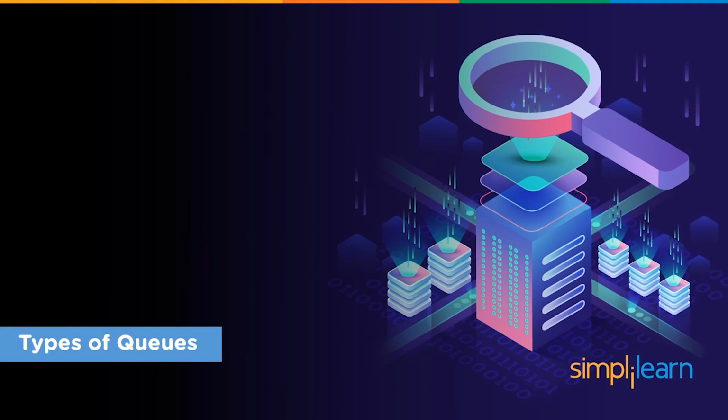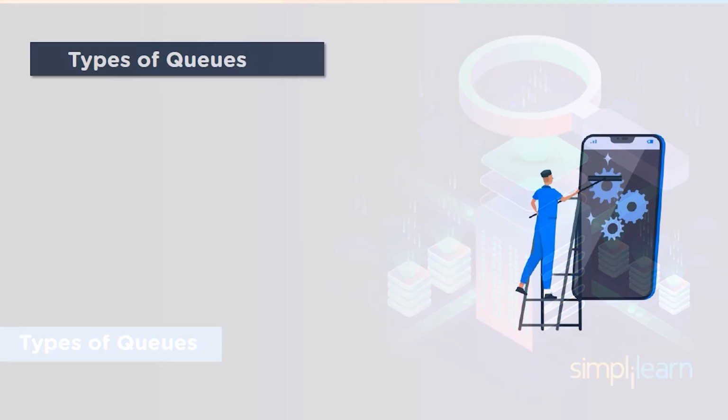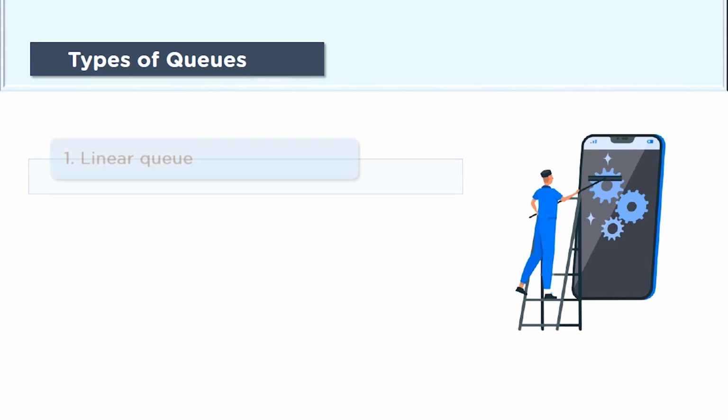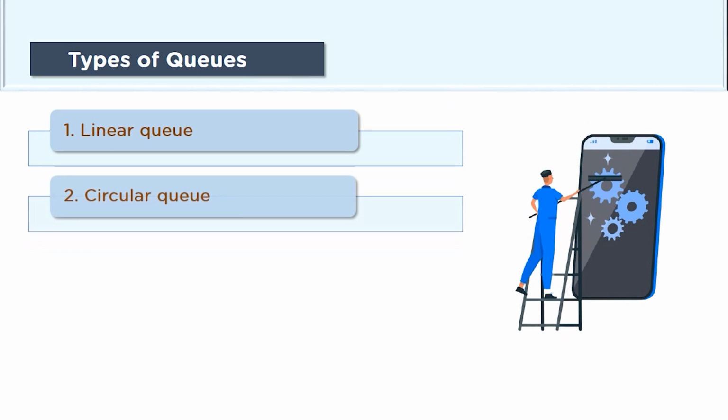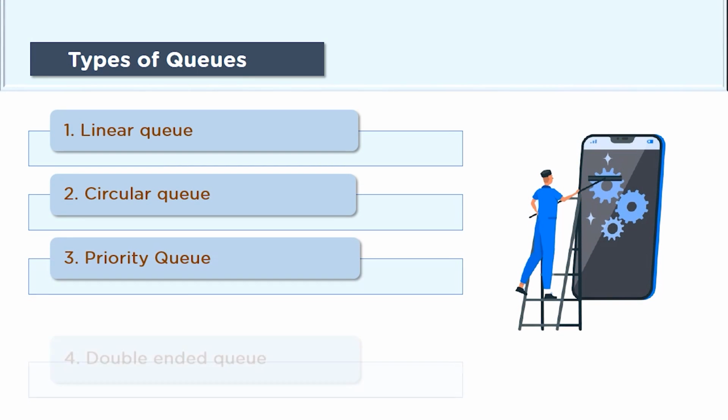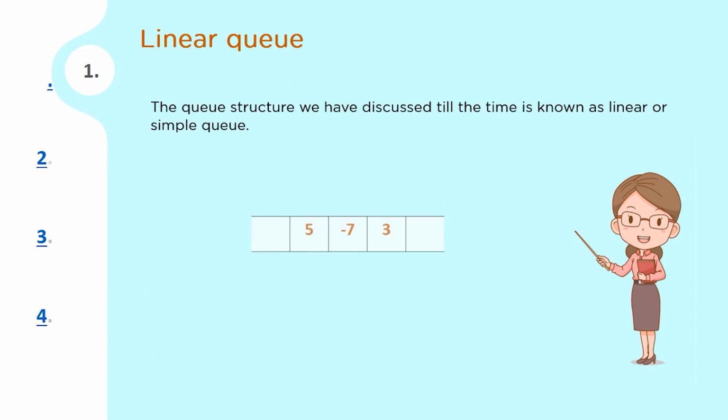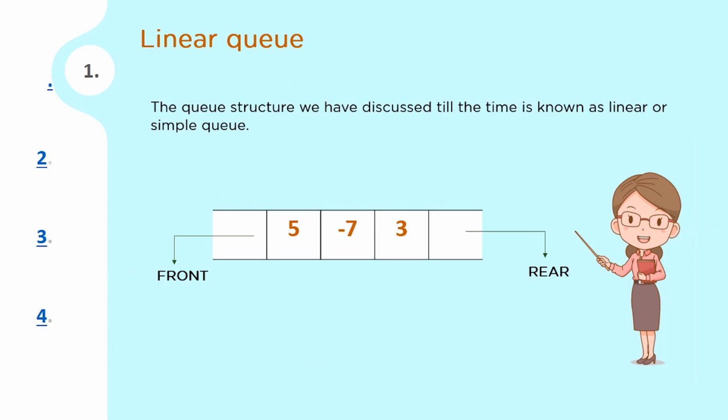Next, we will discuss different types of queues and their structures at a glance. Basically, there are 4 types of queues: linear queue, circular queue, priority queue, and double-ended queue. The structure which we have discussed till this time is that of a linear queue. So now we will move on to circular queue.